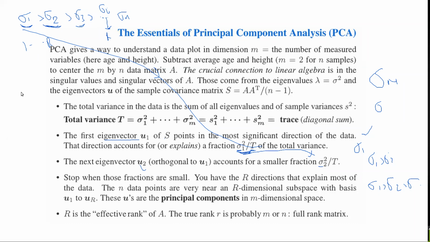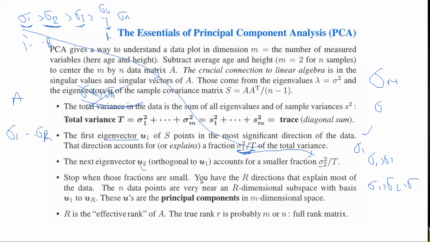Then we say that all the information in A can be reconstructed by using the singular values 1 to R. This is all that is meant by principal component analysis. We then discard the singular values from R plus 1 to sigma n, because they provide almost no information about the matrix.